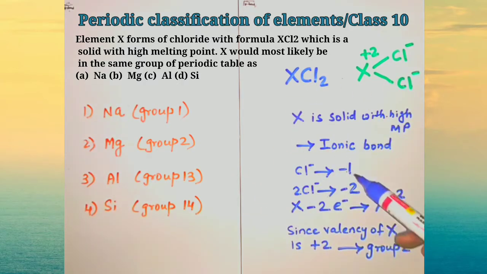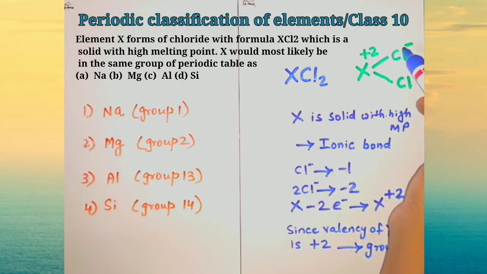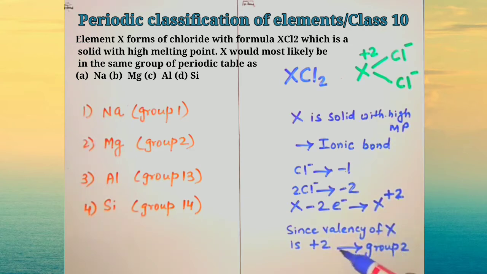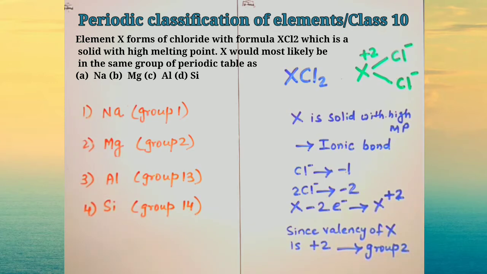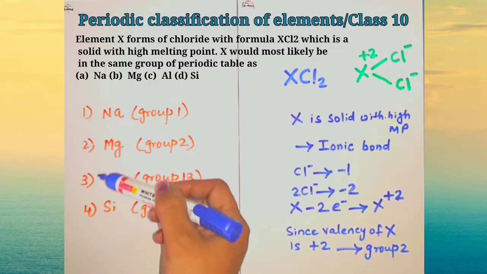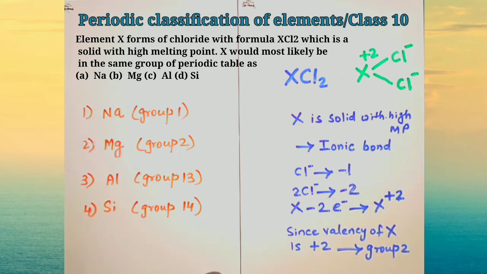So here one chlorine atom will need one electron, and two chlorine atoms need two electrons. So element X is giving one electron to each of the chlorine atoms. On giving away two electrons, its valency becomes +2. Since the valency of X is +2, it will belong to group 2 of the periodic table. Now we have to see which other element among these belongs to group 2 or has valency +2.